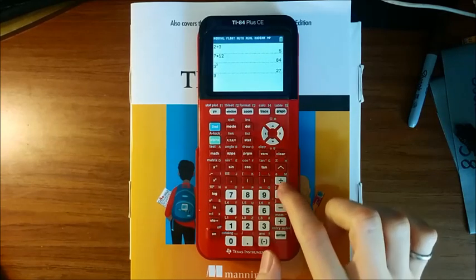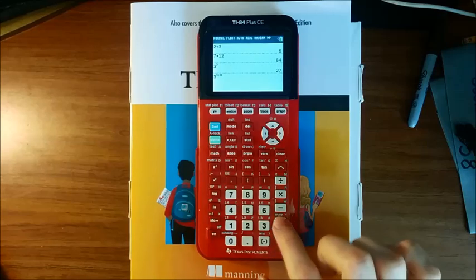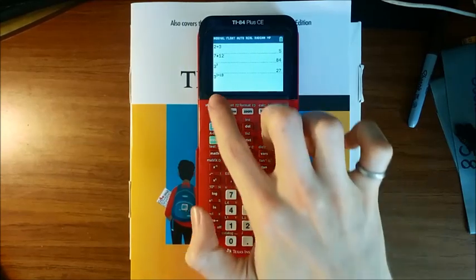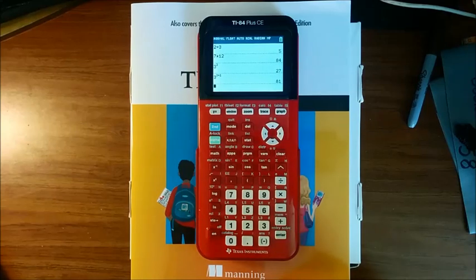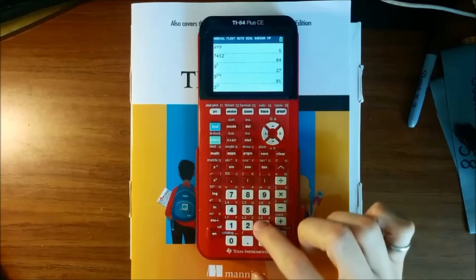However, if you did 3 to the third plus 1, you would get 3 to the 3 plus 1, or 3 to the fourth, which is not the answer that you want. That's instead 3 times 3 times 3 times 3. If you want 3 cubed and then plus 1, you have to do 3 to the third.